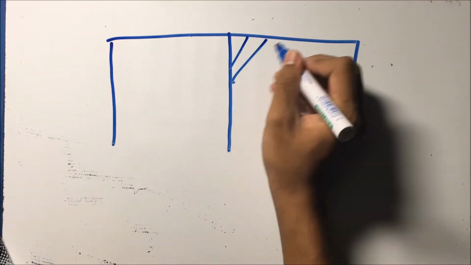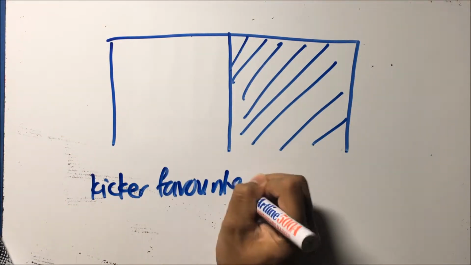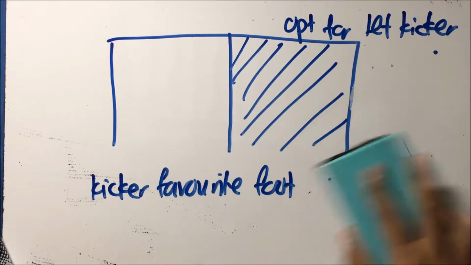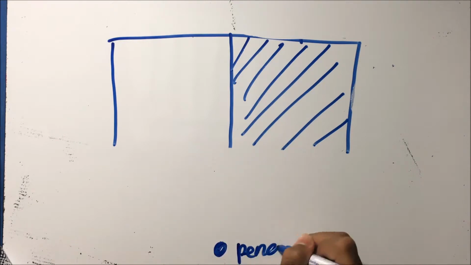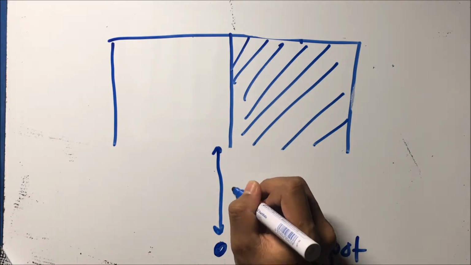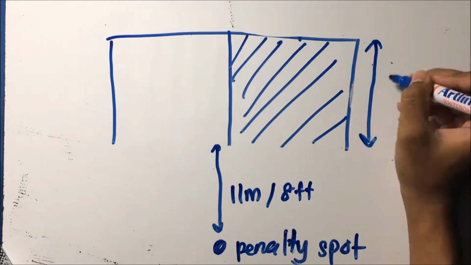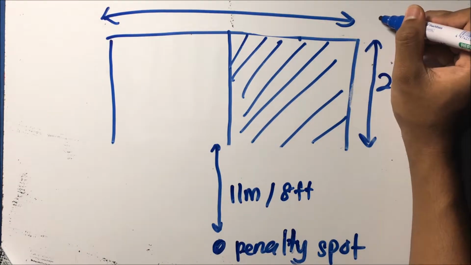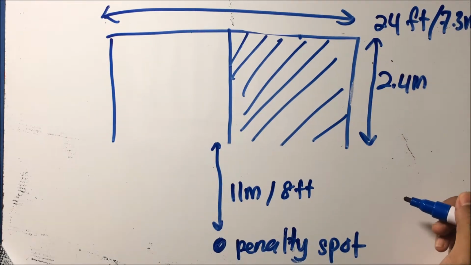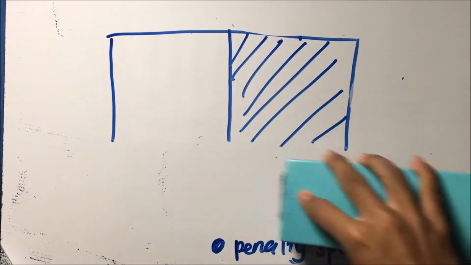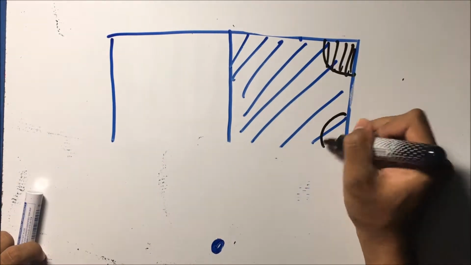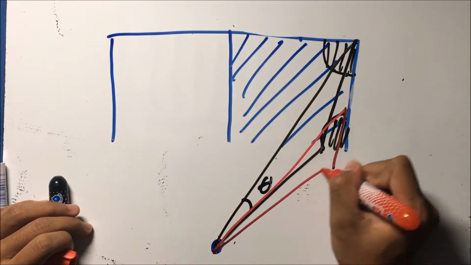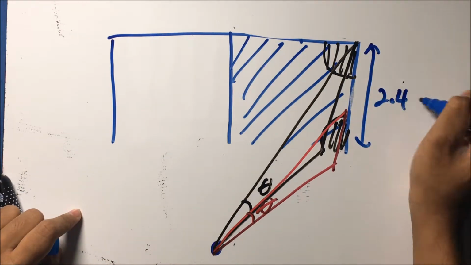If you are going to take a penalty kick, you need to determine first your favorite foot to kick the ball, and then you need to know the features of the goal post, which is the distance between the penalty spot and the goal post, which is 11 meters, the height of the goal post, which is 2.4 meters, and the length of the goal post, which is 24 feet. And then, by applying the formula of the angle of elevation, you can find the exact angle to shoot the ball with a high probability to go in, as shown above.